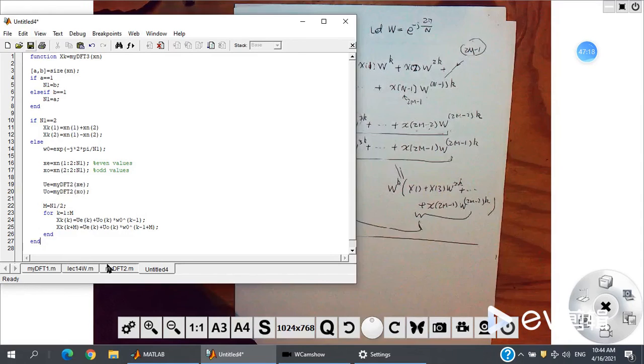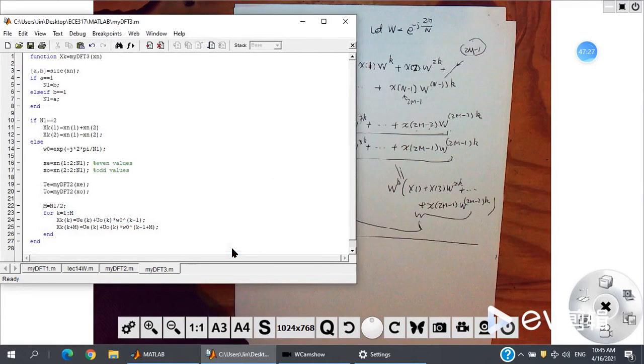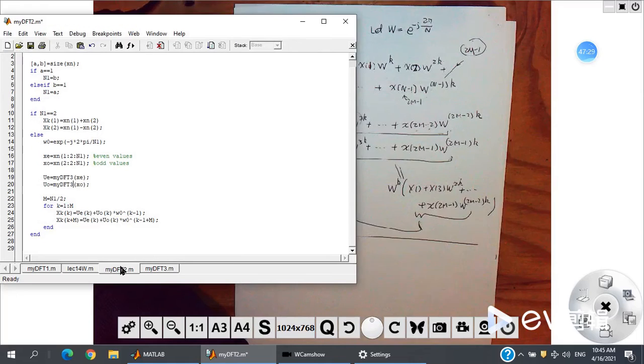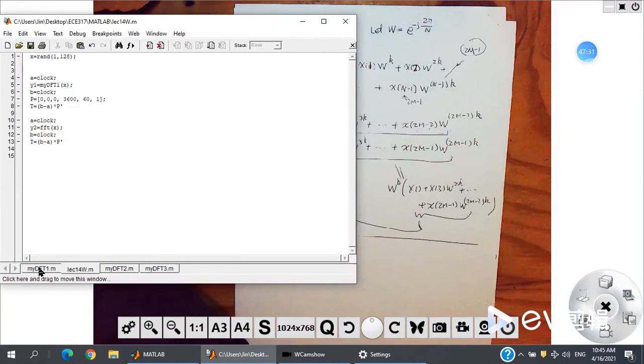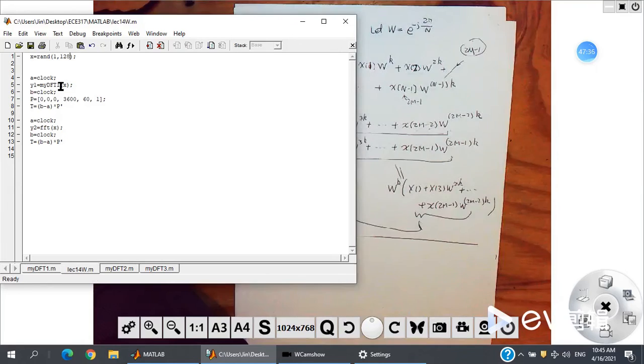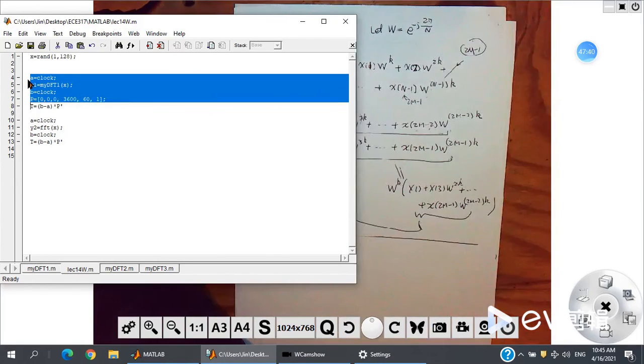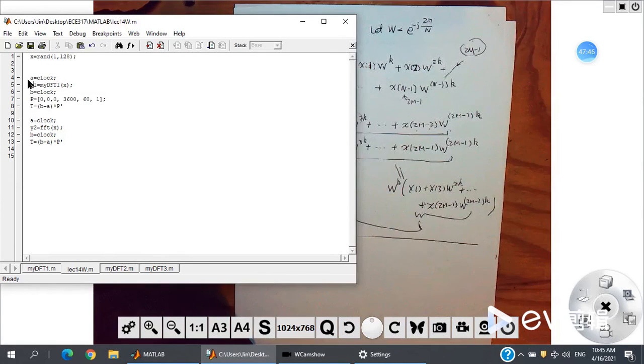Save these. This is DFT3. Okay, so I have DFT2, DFT3, and here I use DFT. Okay, I use one more, so I can compare the three of them. Oh no, here I just try a second.